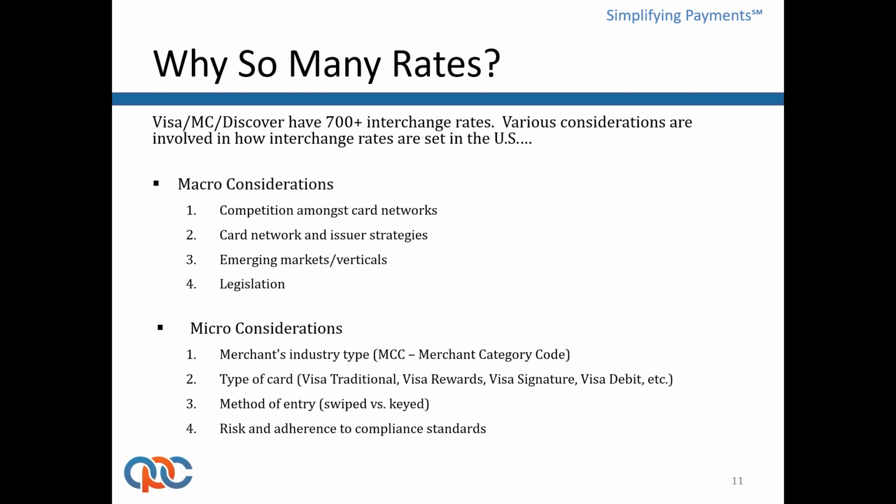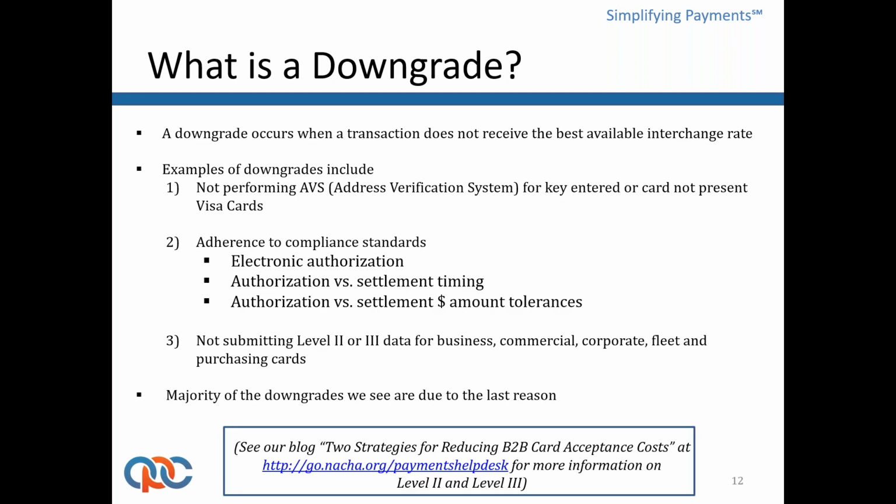So when you do not comply with the standards that Visa, MasterCard, Discover have outlined in terms of how you need to get an authorization and a settlement, you pay higher interchange rates, which we call, on the next slide, downgrades. So what is a downgrade? A downgrade is when you don't pay the best available interchange rate for a given transaction.